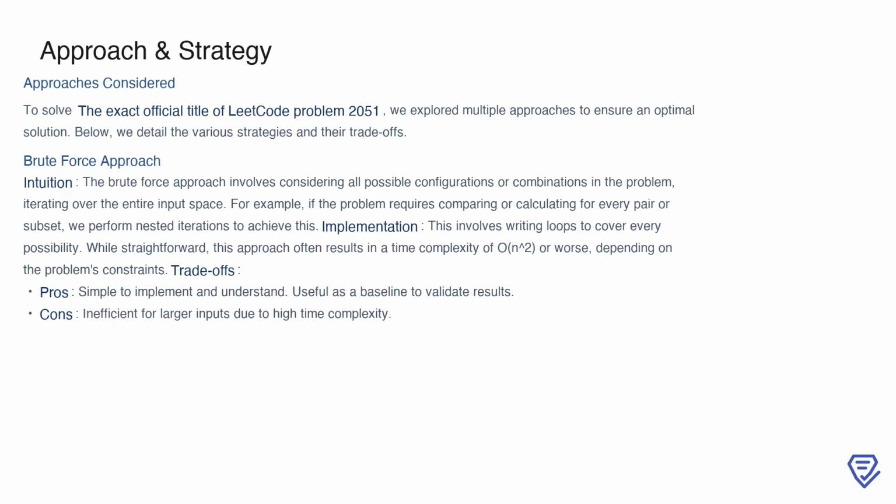For instance, if the problem involves evaluating every pair, subset, or arrangement, we would use nested loops to iterate through all possibilities. While this method is easy to implement and serves as a great way to validate the correctness of our solution, it comes with a significant trade-off. Due to its high time complexity, often n squared, or worse, it becomes impractical for larger inputs. This inefficiency highlights the need for more advanced strategies as the input size grows.